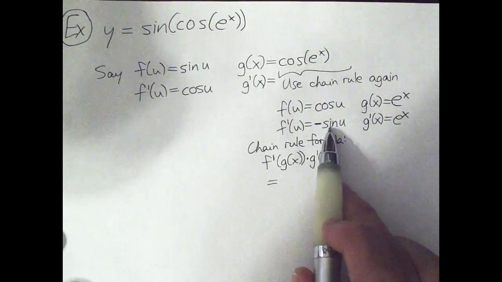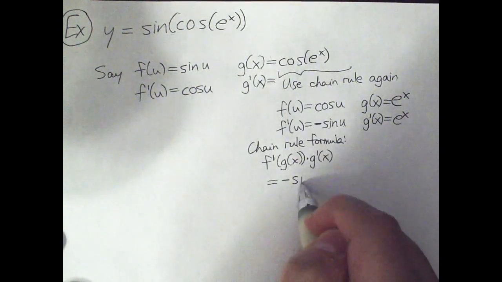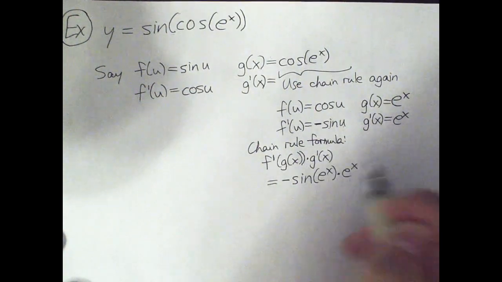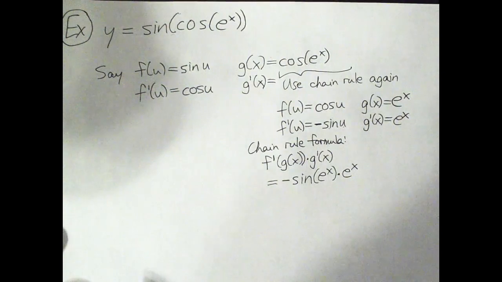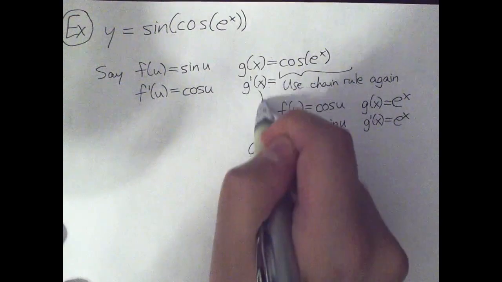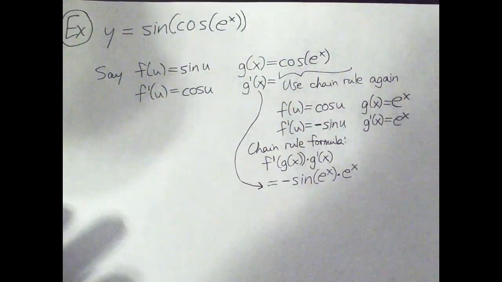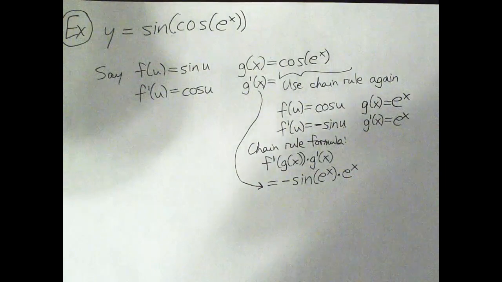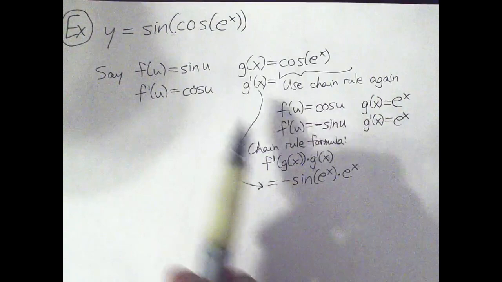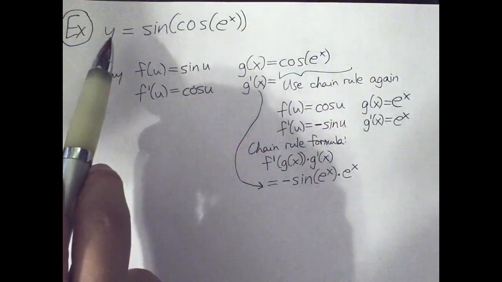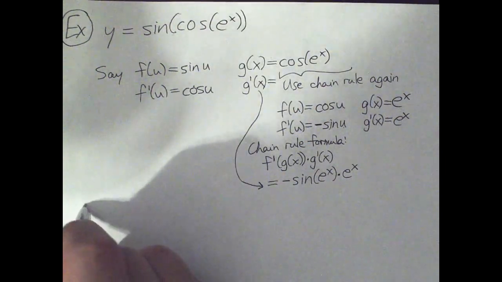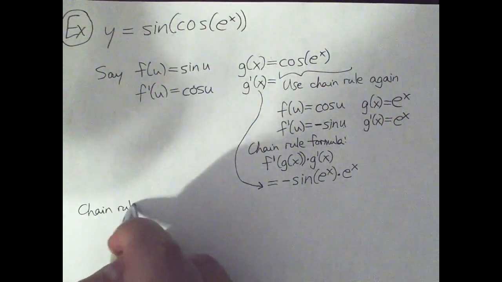F prime is negative sine of u, so negative sine of g times g prime, which is e to the x. All of that was to find this, g prime equals this. We're not done with the whole problem. That's not the final answer, right? All we've done is we've found the 4 pieces that we need to apply the chain rule to y. So now we use the chain rule on y. Chain rule formula.